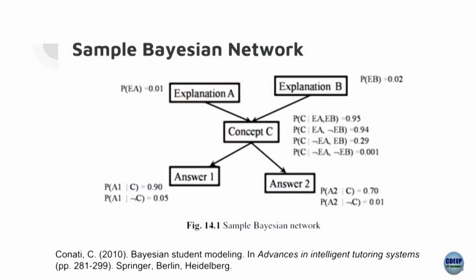Whatever we are talking about till now is actually used in the educational setup. There is a node called concept. Each concept is connected to two explanations, explanation A, explanation B, and whether the student understood the concept or not is what we want to predict. We can predict by only two observable variables, answer 1 or answer 2. If a student gives answer 1, then given answer 1, what is the probability that the student would have understood that concept? It is some value.